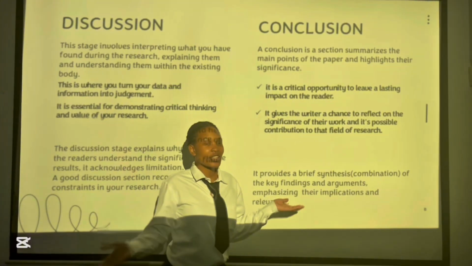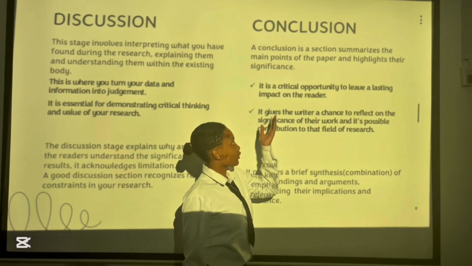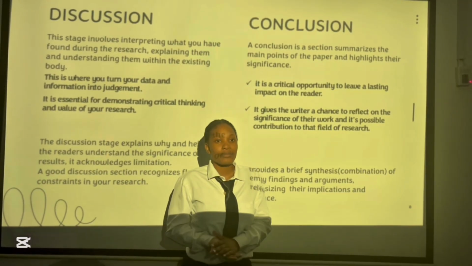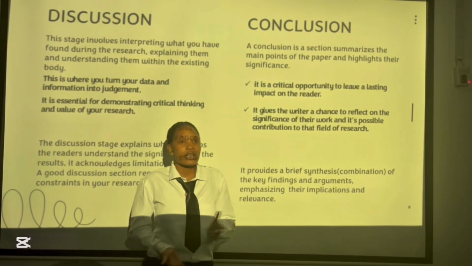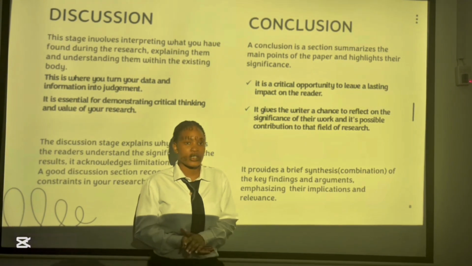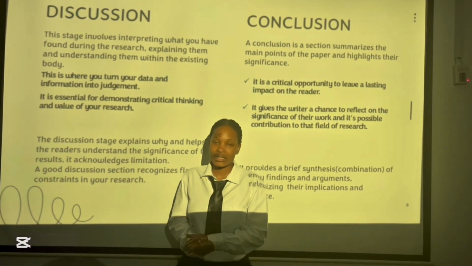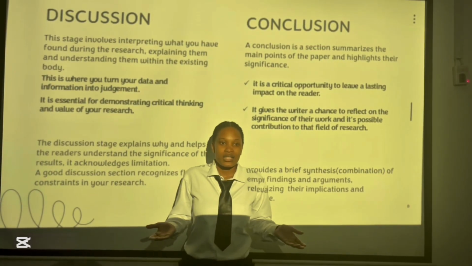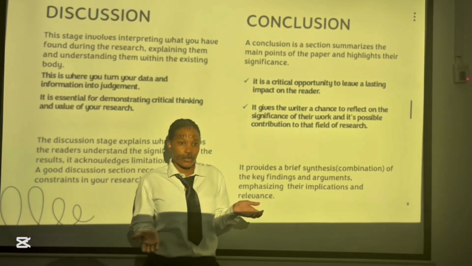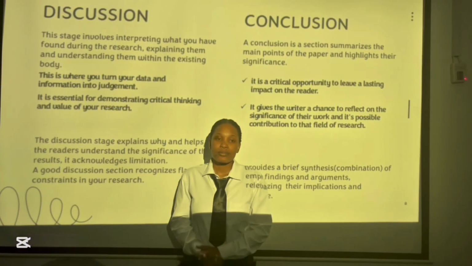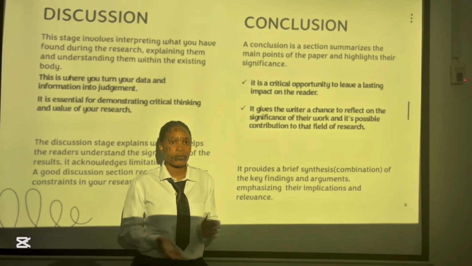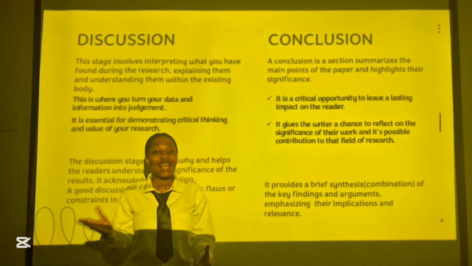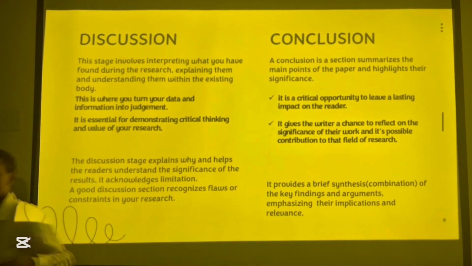This is the second last stage of the research writing process, and it's the conclusion. A conclusion is a section that summarizes the main points of the paper and highlights their significance. It is important because it's a critical opportunity to leave a lasting impact on the reader. It also gives the writer a chance to reflect on the significance of their work and its possible contribution in that field of research. It provides a brief combination of key findings and arguments, emphasizing the implications of relevance to the last stage of research writing.